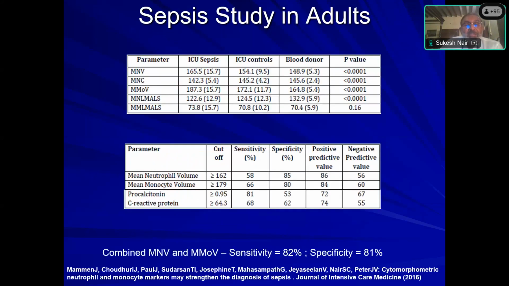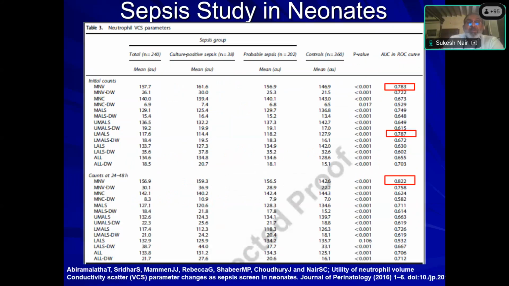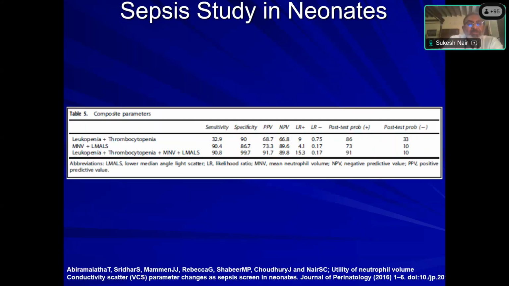there was one sepsis study where we found that not only the neutrophil volume, even the monocyte volume is significant in patients with sepsis. And in neonates, where we only looked at neutrophils, we found that large neutrophil volume and low neutrophil scatter was a fantastic marker for sepsis. And when we combine it with other markers of sepsis like leukopenia and thrombocytopenia, the specificity of diagnosis of sepsis was almost 100%. And the sensitivity was 90.8. You can't get better than that.